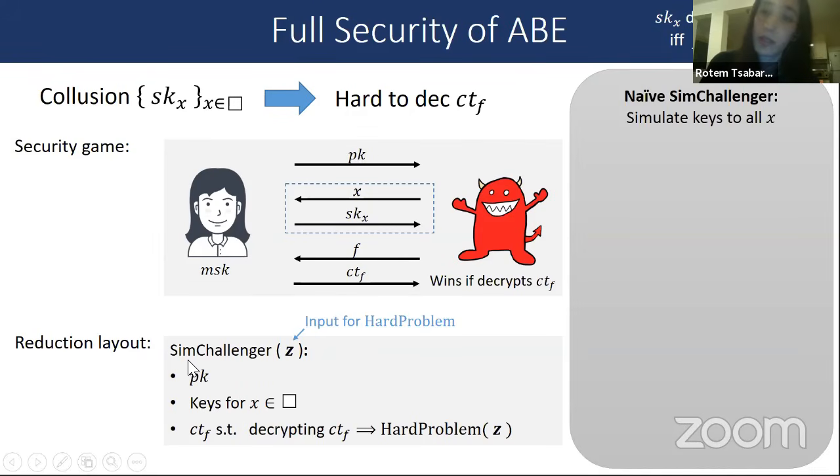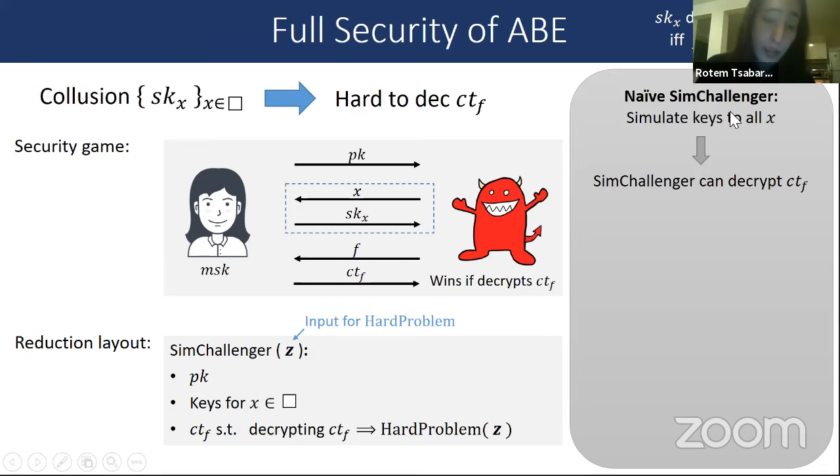So assume that you have a simulator that can simulate keys for all possible attributes in the system, because we don't know in advance which keys the adversary will ask for. So it will allow us to answer all of the key queries, but I claim that it cannot satisfy the third property, the third requirement of the simulator, and let's see why.